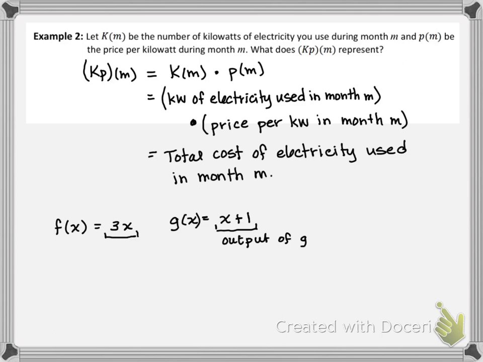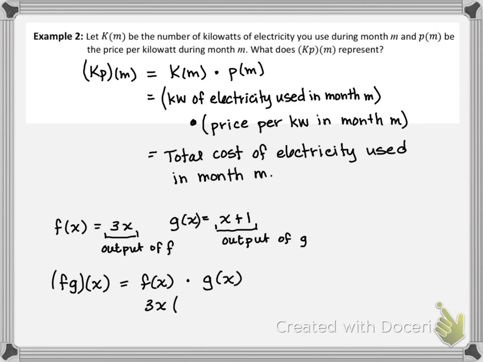And this is the output of f. So when I do f times g of x, I'm multiplying the output of each individual function. So f of g times g of x. When we don't have specific inputs, we take 3x and multiply it by x plus 1.